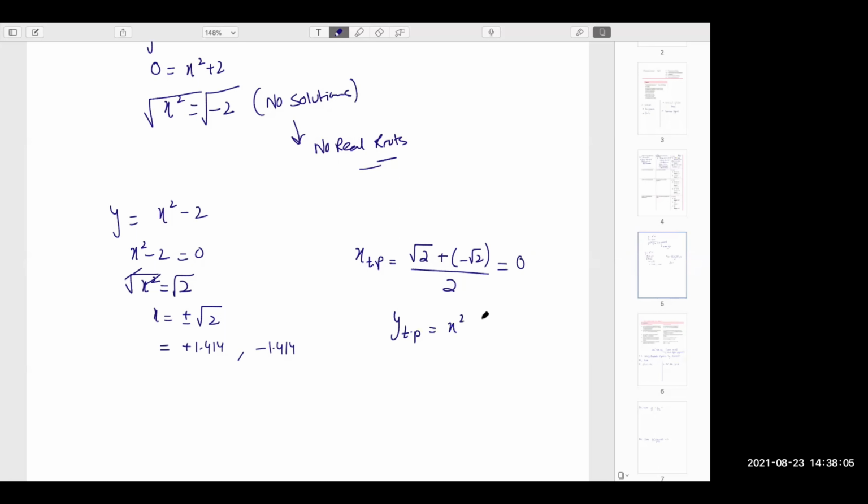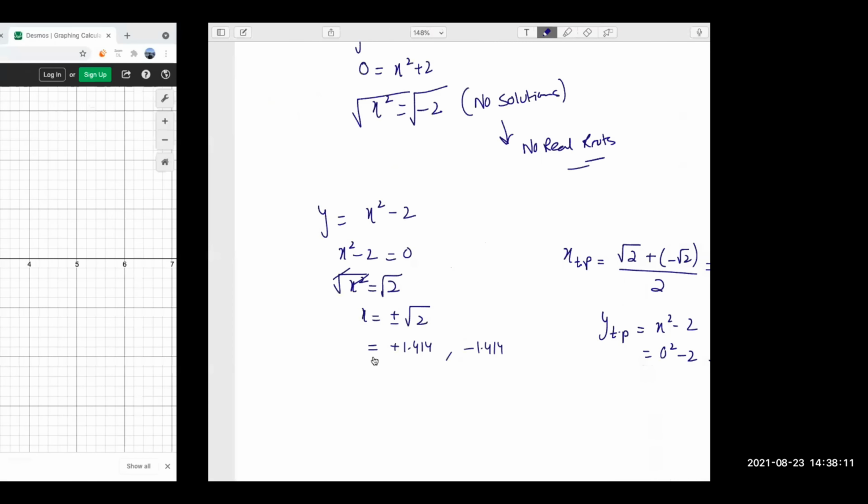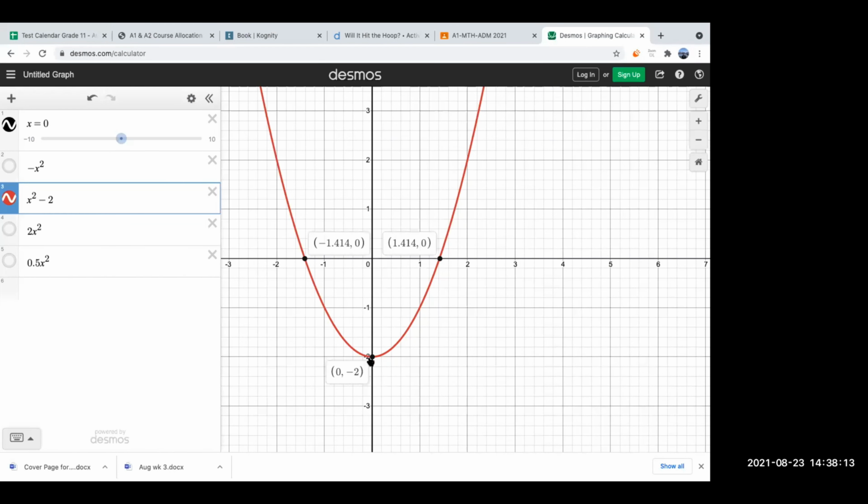Now when you have the equation, तो y coordinate of the turning point आ सकता है। The equation is x square minus 2. Equation में you plug in x as 0, y की वैल्यू आ जाएगी -2, so that is the y intercept. So (0, -2) is the coordinate of the turning point. सही है, ये बात समझ में आई सबको? Yes, Noman, you are right.